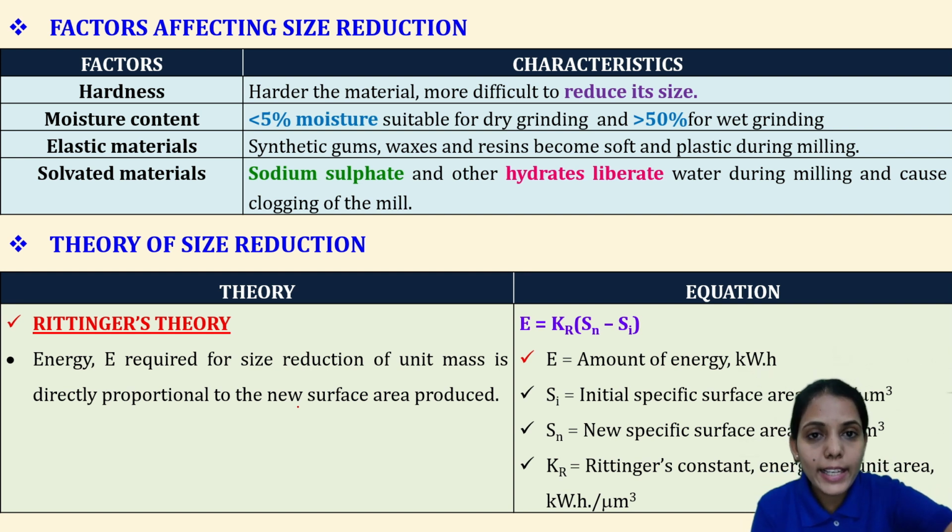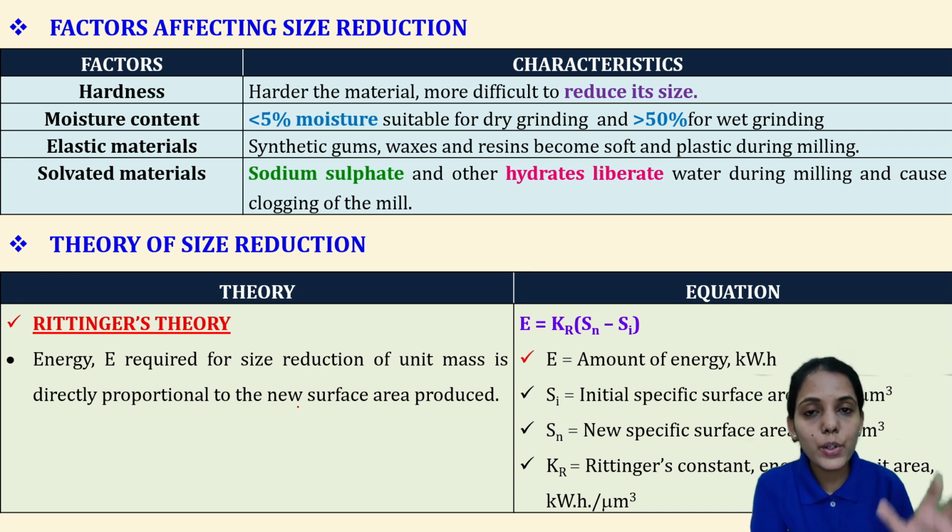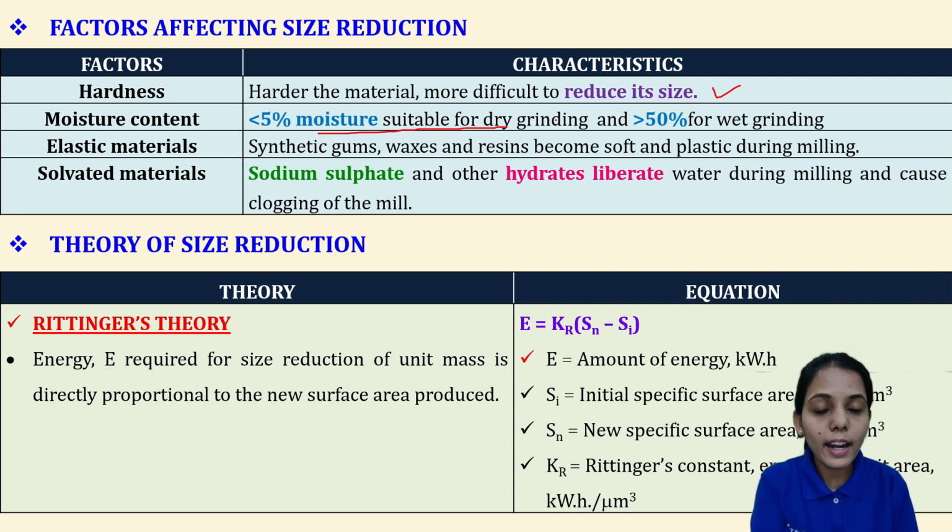Factors affecting size reduction. There are different factors which will affect the process of size reduction. Hardness. The harder the material, the more difficult to reduce its size. If the material is very hard, then more energy will be required to reduce its particle size, and hence it will become difficult. Moisture content. Less than 5% moisture is suitable for dry grinding and more than 50% for wet grinding.